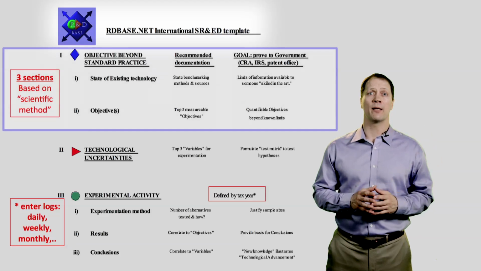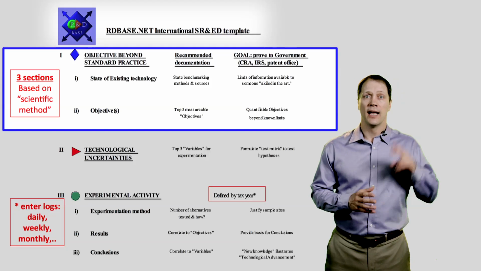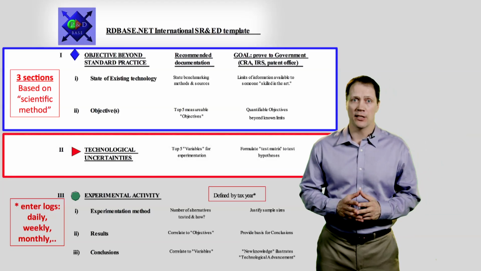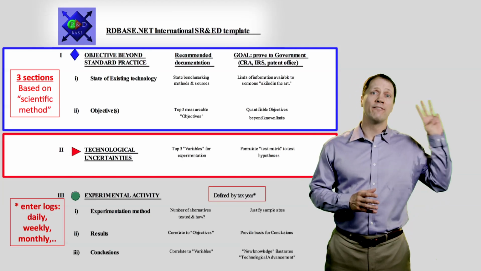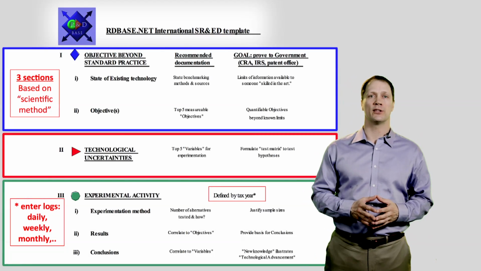The first is defining objectives beyond prior art or standard practice for the industry in question. Next, we identify related gaps in this knowledge or uncertainties. And finally, we correlate any related activities, including the results and conclusions.